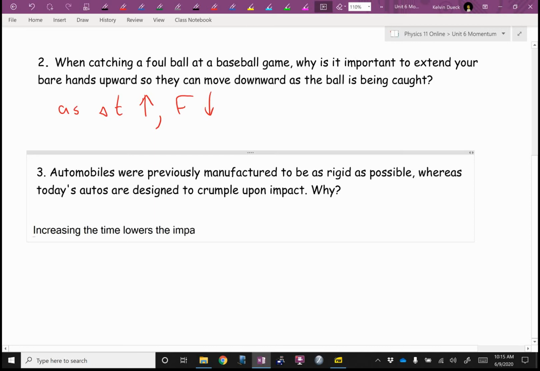lowers the impact force. And if you can lower the force, F equals ma, you're not changing the mass, you're reducing the acceleration. And we said a long time ago, it's acceleration that does damage during accidents, not force, not speed, it's the acceleration.